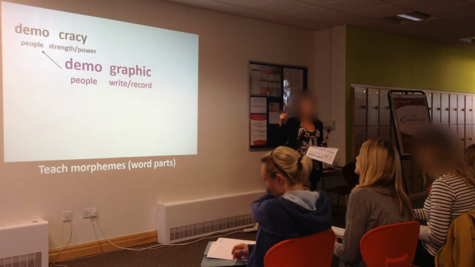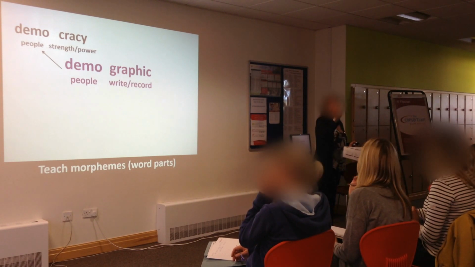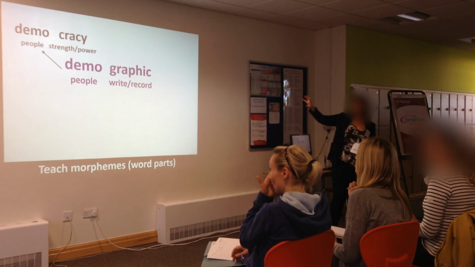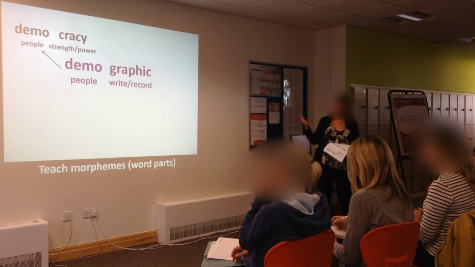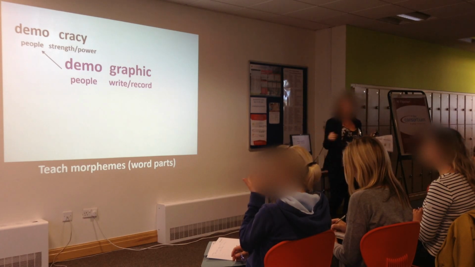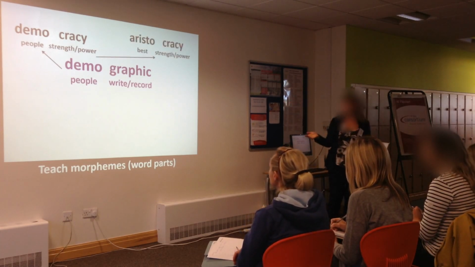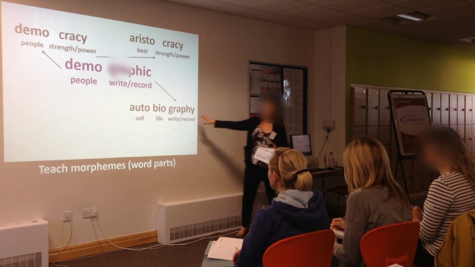And if I take demo, and I know that that's people, bear in mind that some morphemes have more than one meaning. So if you think about a demonstration, that doesn't always mean the same thing. But demo means people in most situations. Strength or power is kratos. So then that means democracy is people who have the strength or the power. And then I say, right, aristocracy, that's the best strength or power. And then I can take graphic and think autobiography.